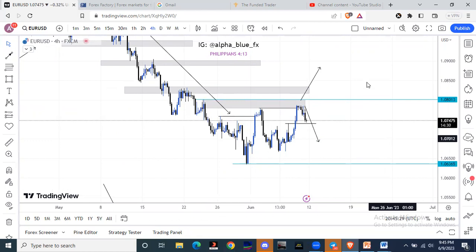Because if you're saying, this is a support, so this should happen at the support, it will shock you. You see that price will not even care about your support. It will just break it and continue going up.